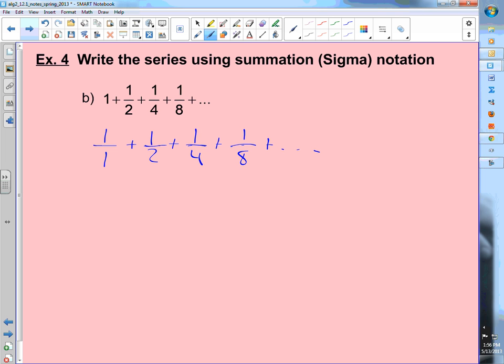So if we're going to write the series using summation notation, again, I'm going to keep it simple and go from 1. What goes on the top? Infinity, because this time, the dot, dot, dot at the end doesn't mean that there are terms in the middle. It really means that it goes to infinity.